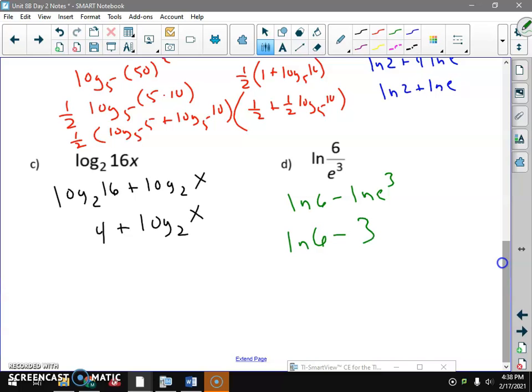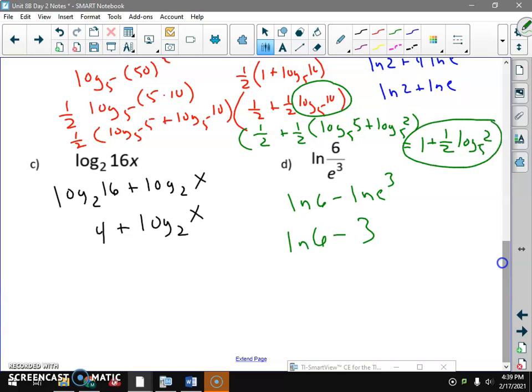Actually, I did mess up here. I was thinking about that for a second as I did it. That 10 could now become 5 and a 2, which is another 1 plus another 1/2. So the best answer for that is 1 plus 1/2 log base 5 of 2. That's the best answer. Sorry about that.